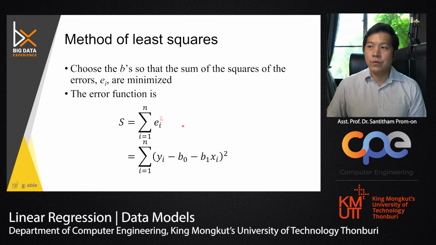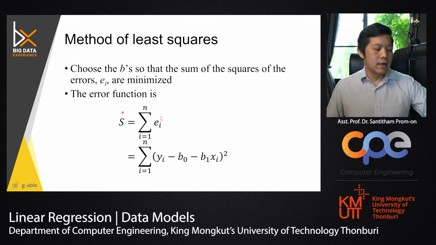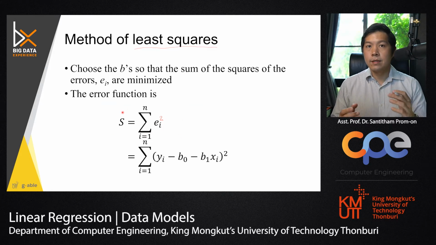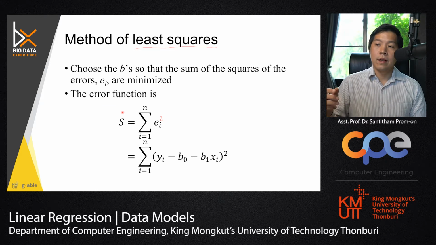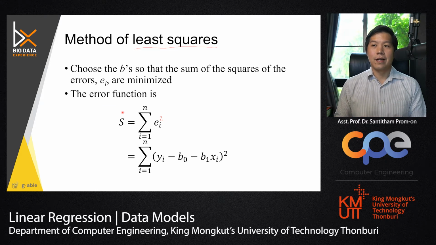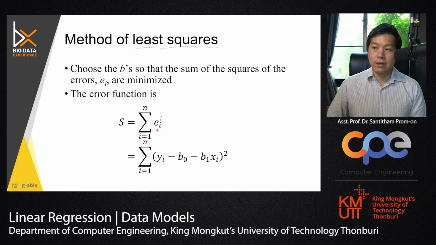How to solve this? We use the method called the least square method. The least square method would, well, I will ask you then, if you have a function, this function, and you expand it into yi minus b0 minus b1 xi square. A function that when you change b0 and b1, the value of error would change. Xi and yi, these are data.